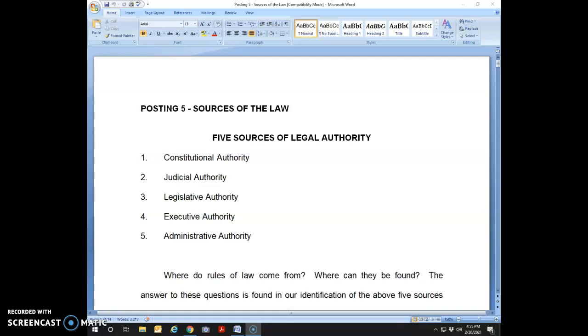And let's just bring it down to earth even at this point. When I say constitutional authority, I'm just saying that there are some rules of law that can be traced back to the Constitution. And we're going to learn that not only is there a U.S. Constitution, but there are different state constitutions. But let's stick with the U.S. Constitution. A rule of law, free speech: we can find that in the First Amendment to the U.S. Constitution.